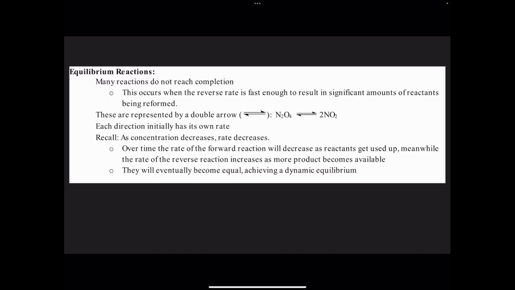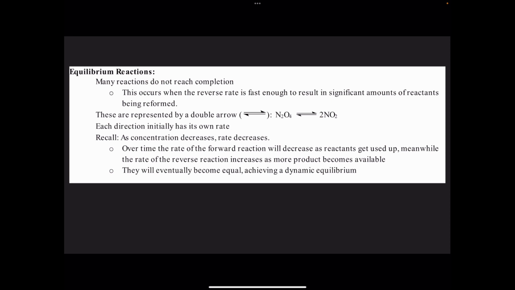Now, an equilibrium reaction is what we actually come across more commonly. Many reactions do not actually reach completion. This occurs whenever the rate of our reverse reaction is fast enough to result in significant amounts of reactants being reformed. Now, that's going to have an impact on amounts of materials that we use and amounts of products that we get formed.